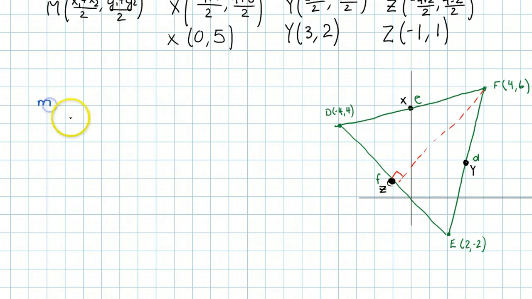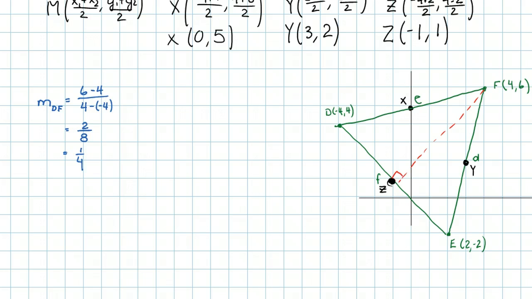And again, I can indicate my side by saying the slope of DF, little subscript there. So we're going to have, remember, it's change in y over change in x. So it's 6 minus 4 over 4 minus minus 4, which is going to give me 6 minus 4 is 2 over 8, which is 1/4.